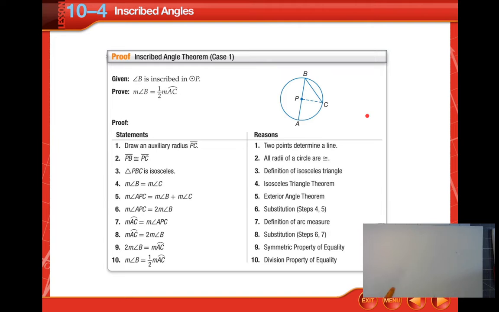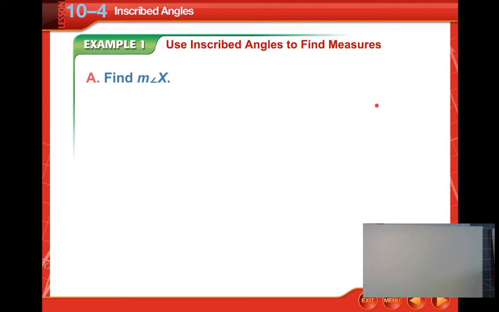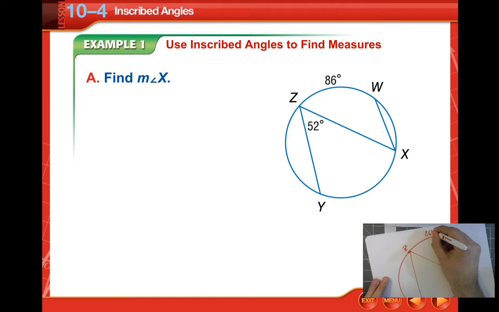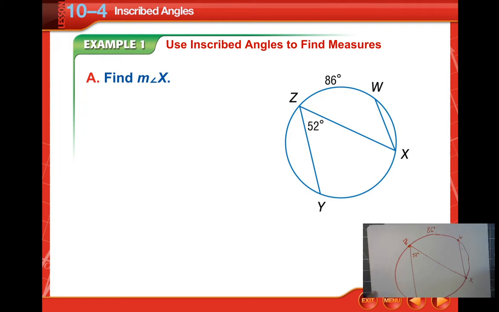There's your theorem and your proof to sort of show how you get there. So we have something like this. This is a circle with a lot of information given. We have z up here, w over here, x, and then y. So we have pieces all around this circle. It's not exactly this, but it's pretty close. We're given that this is 86 degrees and that this is 52 degrees, and we're looking for this angle right here.